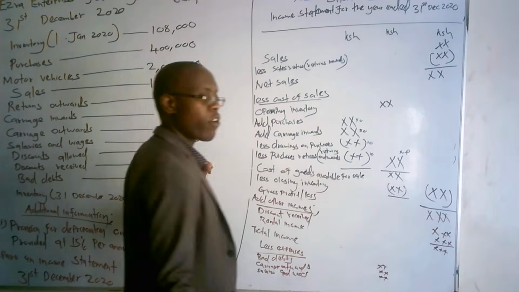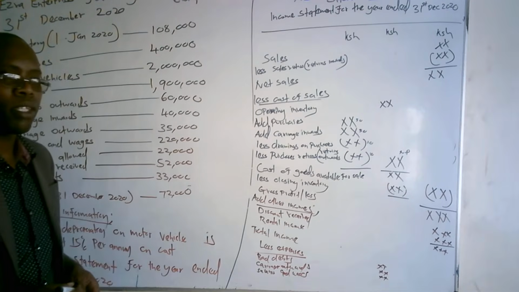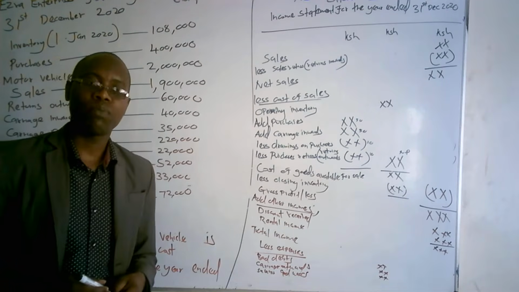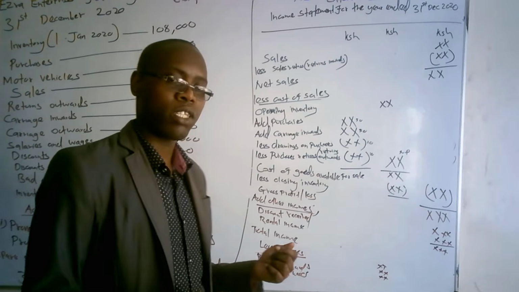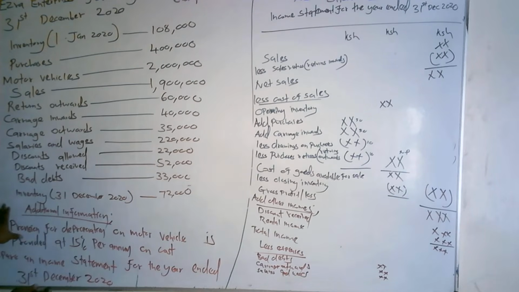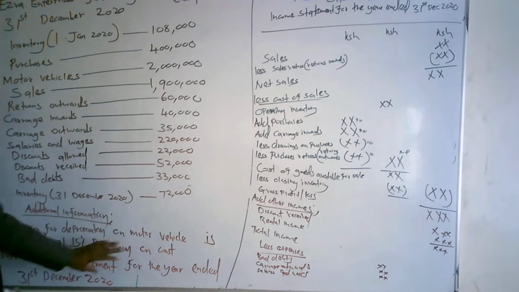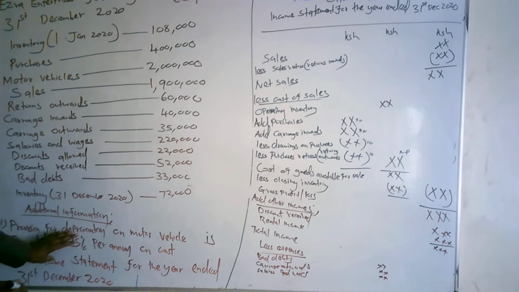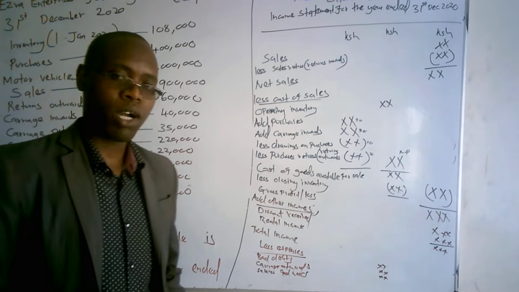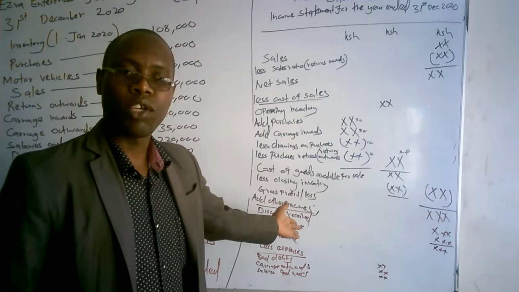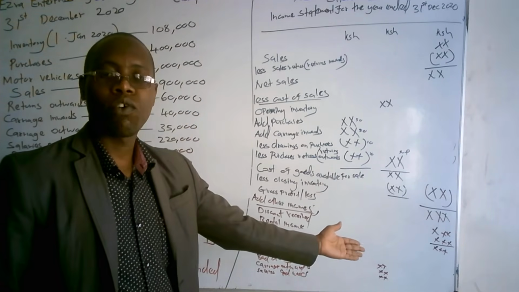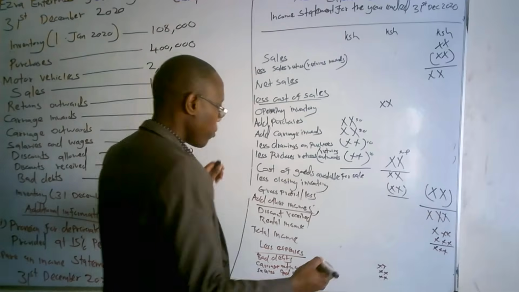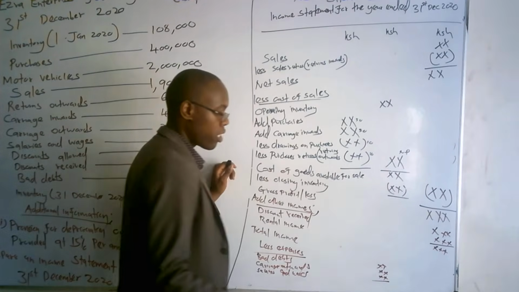So we can have several expenses. I've said it can be several. We are going to have several, like also depreciation. When we calculate depreciation, for example, you see here we have the provision for depreciation on motor vehicle provided at 15% per annum on the cost. That depreciation that we calculate is going to be part of the expenses. So we write the depreciation there. Let us assume that in this case we have those ones.